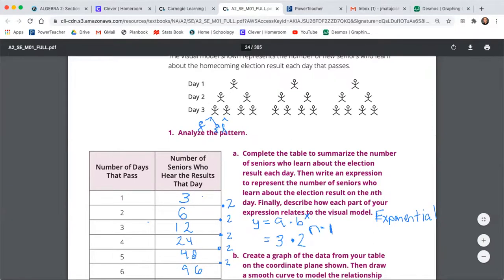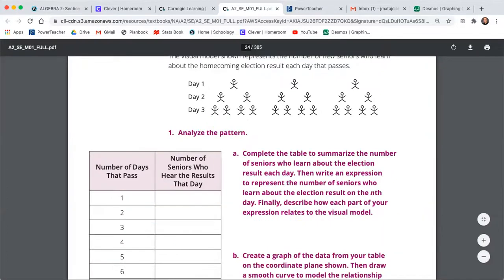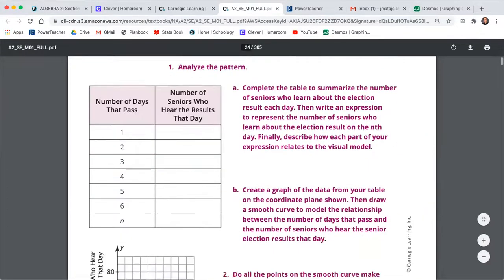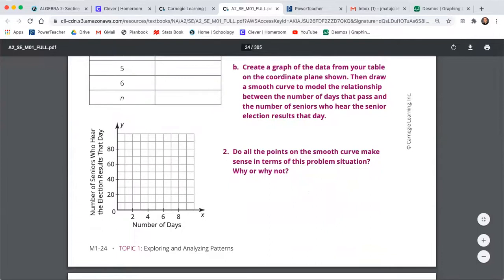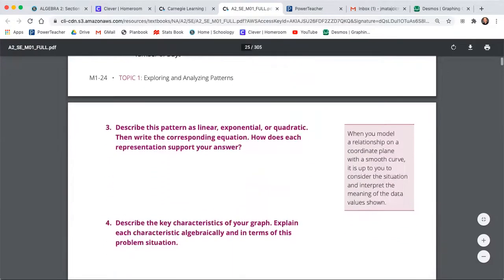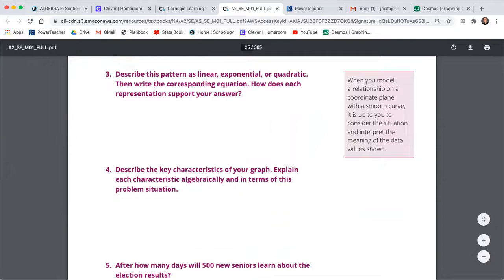A couple more things on this. Yeah, we'll go down. So you're going to graph it. You should get a curve out of that, a good smooth curve. Does everything in that curve make sense? You would answer probably not, because I mean, after like 2.5 days, you're going to have like this decimal amount of people, which definitely doesn't make sense. So we're really restricted to whole numbers only. We already talked about number 3. It would be exponential.